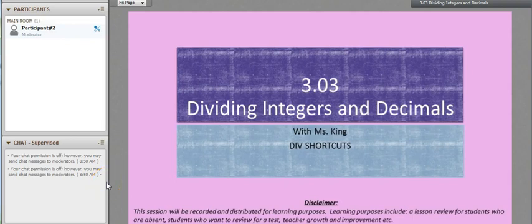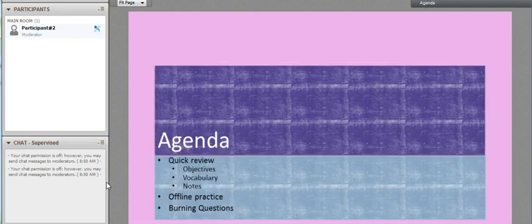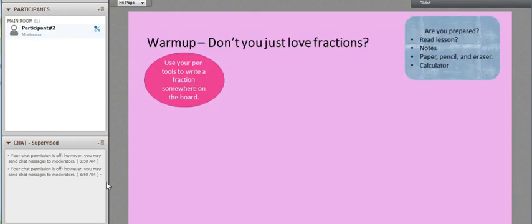We're going to be talking about dividing integers and decimals. Okay, both positive and negative decimals. The way I usually start this lesson off is I have students just write down their favorite fractions. Don't you love fractions? And almost always I get, ugh, I hate fractions. Okay, and I'm hoping to show you something today that might change your mind about fractions.